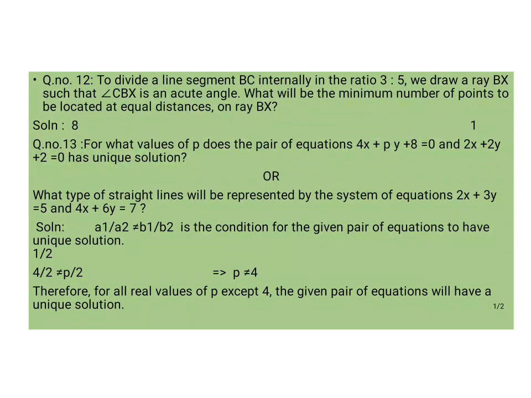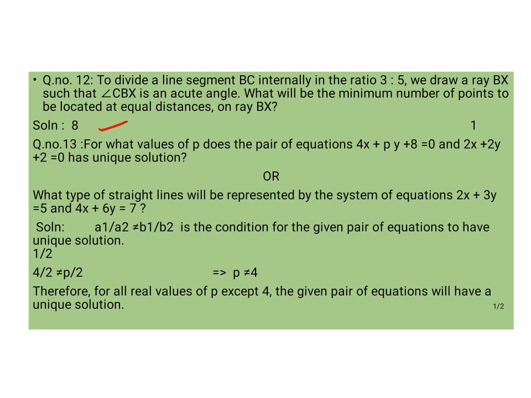Question number 12. To divide a line segment BC internally in the ratio 3:5, we draw a ray diagram such that the angle CBX is an acute angle. What will be the minimum number of points to be located at equal distance on ray BX? Here 5 plus 3 gives you 8.